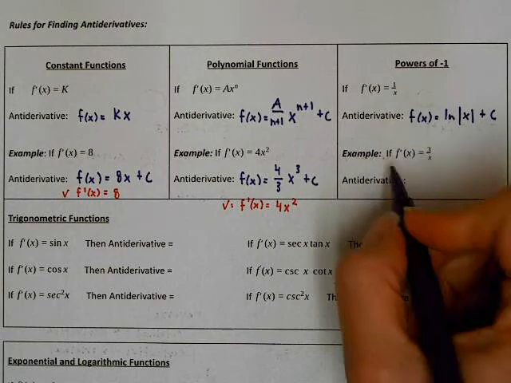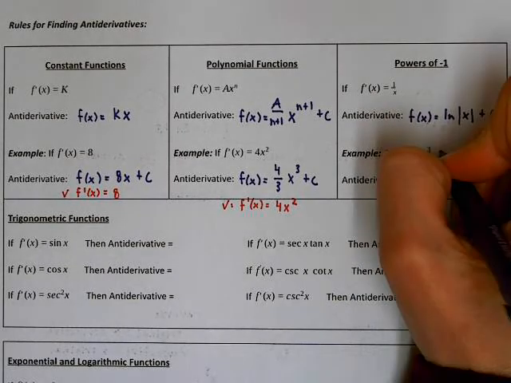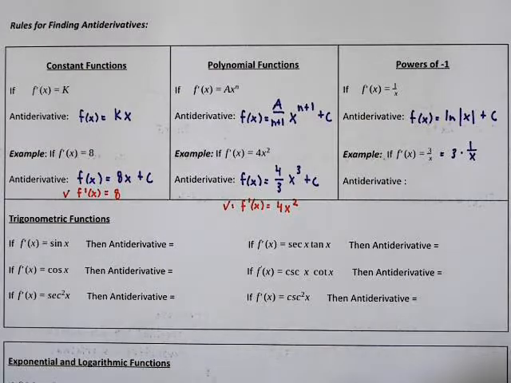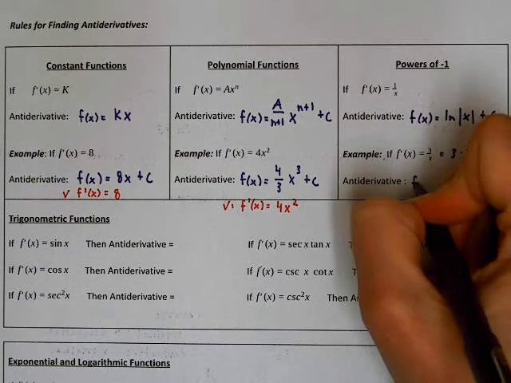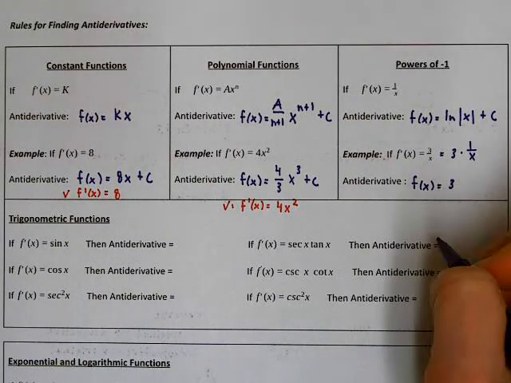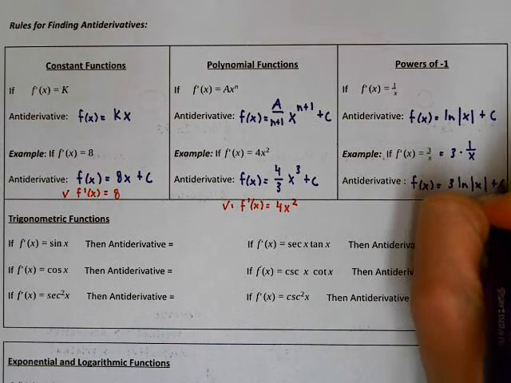So in my example here, if f prime of x equals 3 over x, the first thing I want us to recognize is this is the same as 3 times 1 over x. So my antiderivative f of x is going to be 3 times the antiderivative of 1 over x, which is the natural log of the absolute value of x plus c.